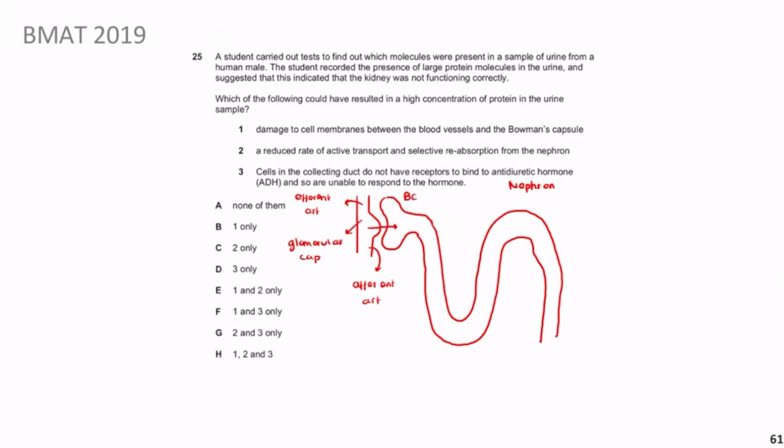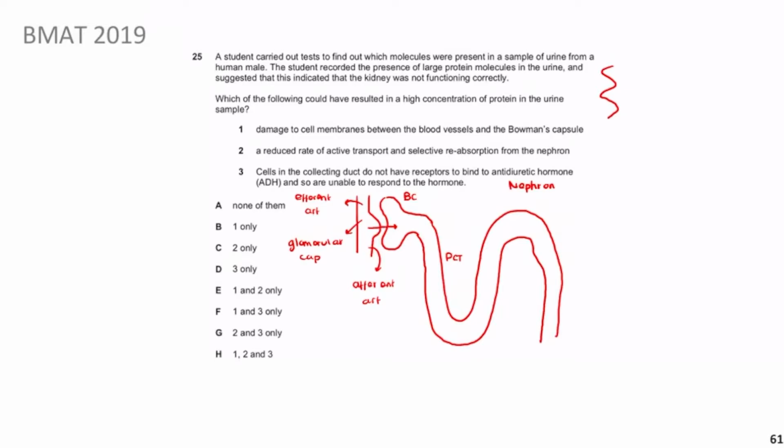And then from Bowman's capsule, you go into the next part, which is called the proximal convoluted tubule. It says it in the name: proximal means you're towards the start, and convoluted means it should be more like this rather than straight, and it's a tubule because clearly it's just a tube. So the first major part the filtrate would face is the proximal convoluted tubule.